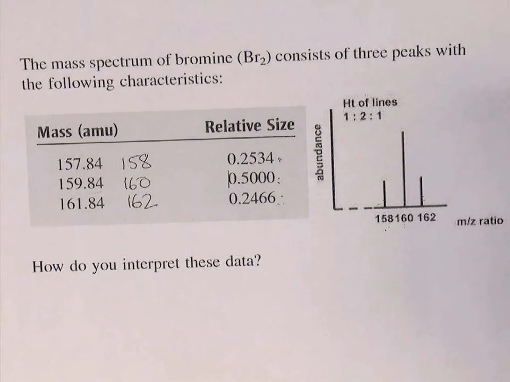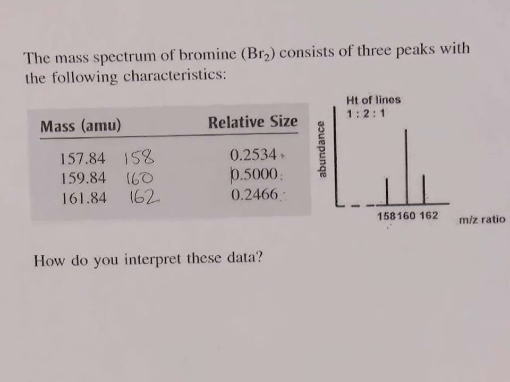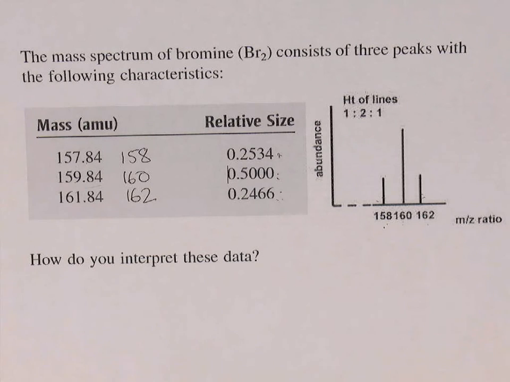How do you interpret the data? Pause and see what you can conclude about bromine. Okay, we want to think about the isotopes of bromine, the atoms of bromine. If we're seeing 3 peaks in the spectrum for Br2, and the peaks have these abundances, what does that tell us about the number of isotopes and the relative masses of the isotopes of bromine?